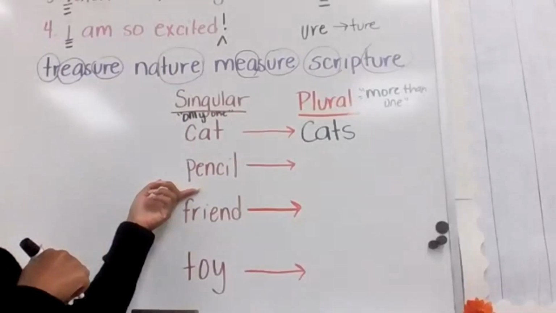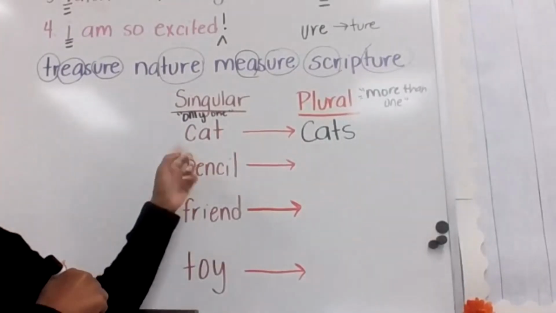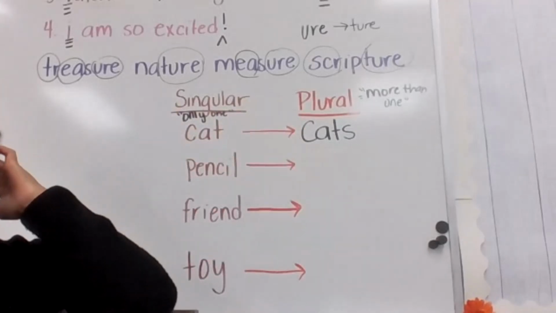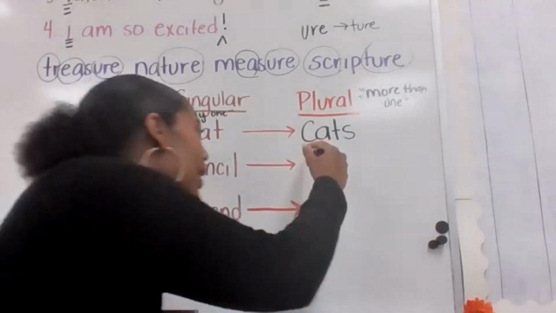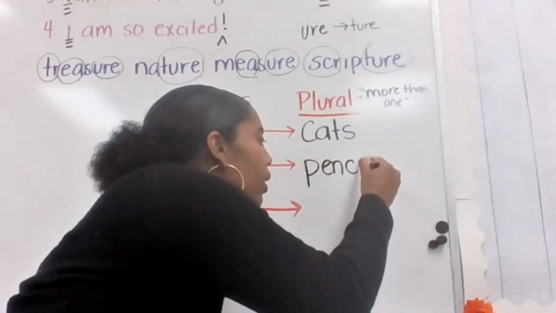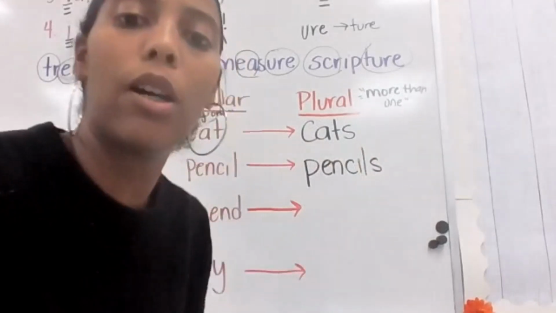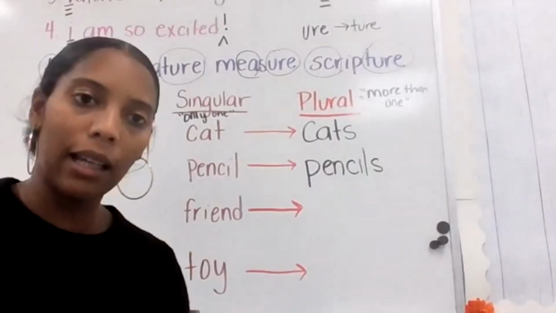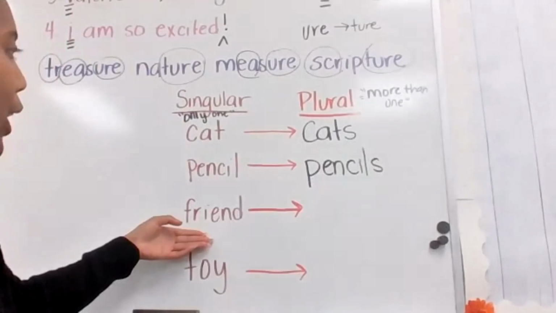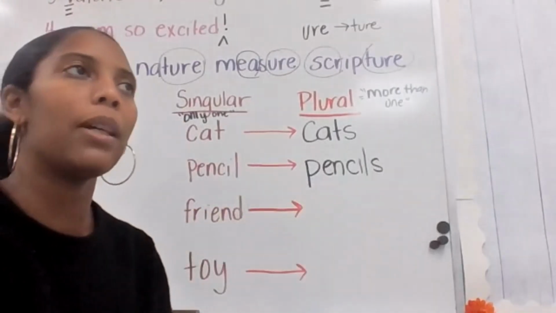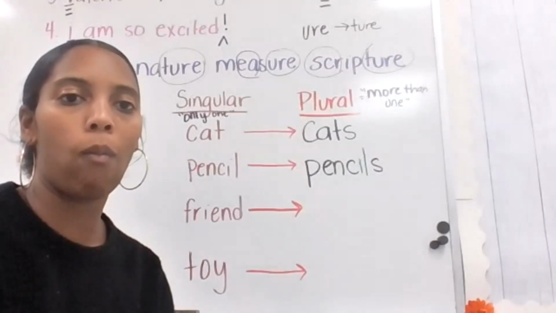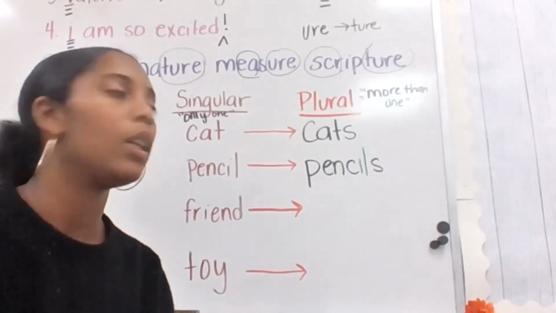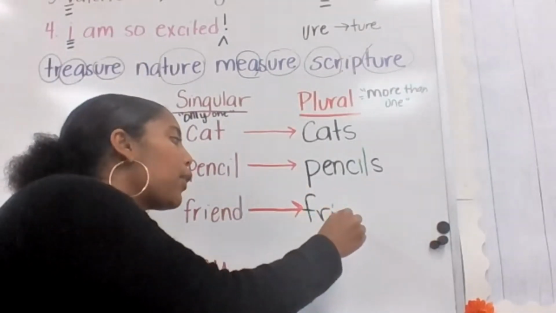Okay, so then I have pencil. How would I turn singular pencil, one, into a plural, more than one? What would I do? Brian? I would add the S, pencils. Now it's a plural noun. It's no longer just a singular noun, pencil, but now it's plural. Next, I have friend. Friend is singular, one, but let's turn friend into a plural noun. Solomon, how would I turn friend into a plural noun? Add an S, so it becomes friends.